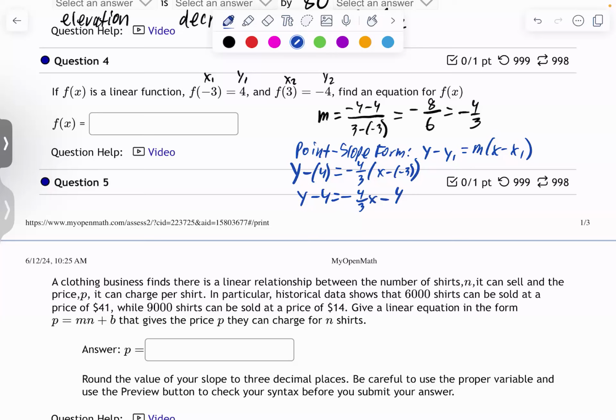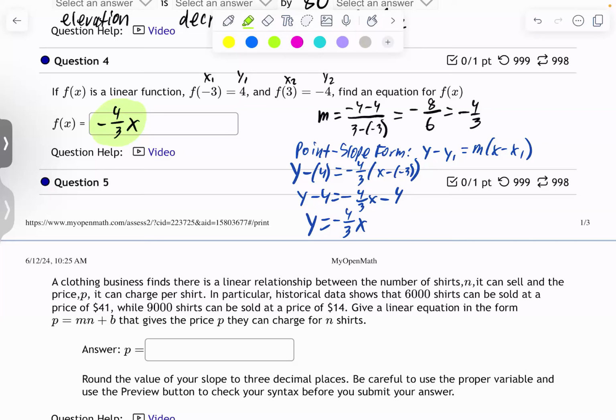So negative 4/3 times negative, negative becomes a negative again, but the 3's reduce out, and I'm just left with the minus 4. And so this gives me y equals, if I add a 4 to both sides, negative 4/3 x. And that's it. Y equals negative 4/3 x, and that is the complete answer there. Y-intercept is 0 in this case, which is cool.